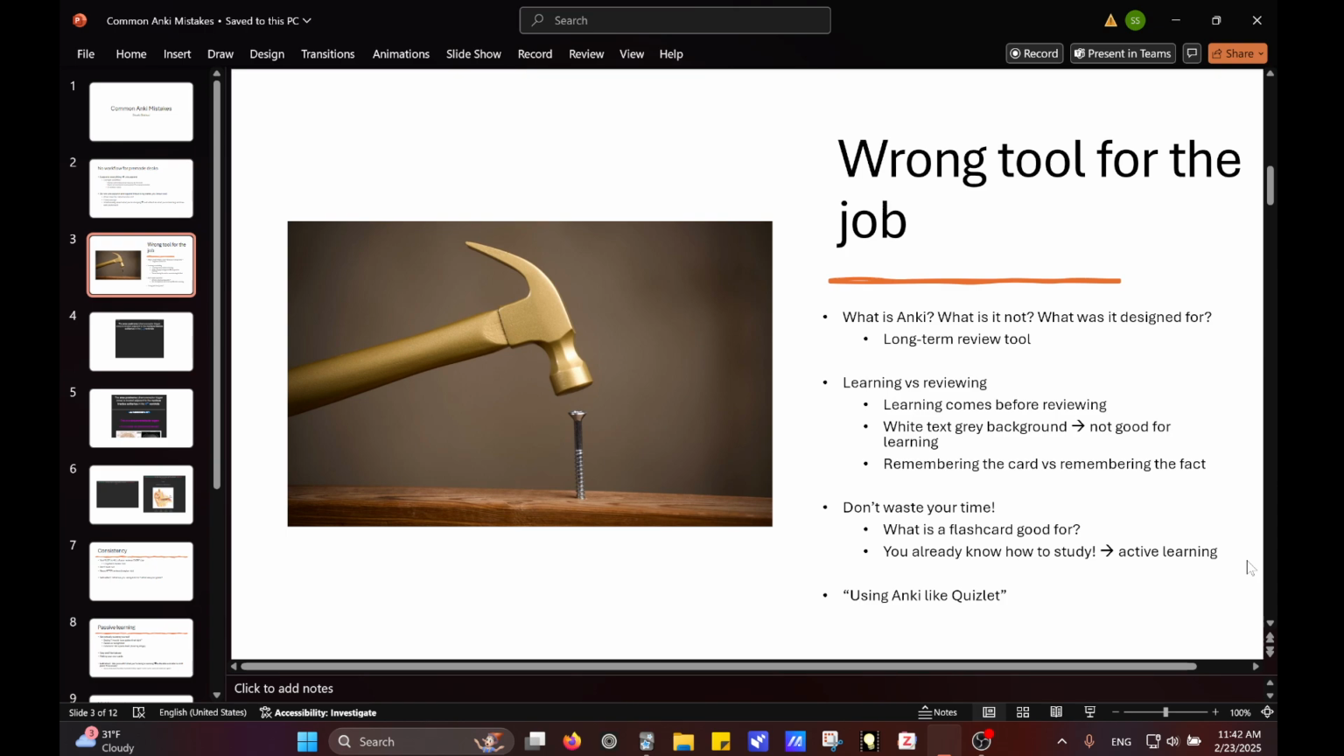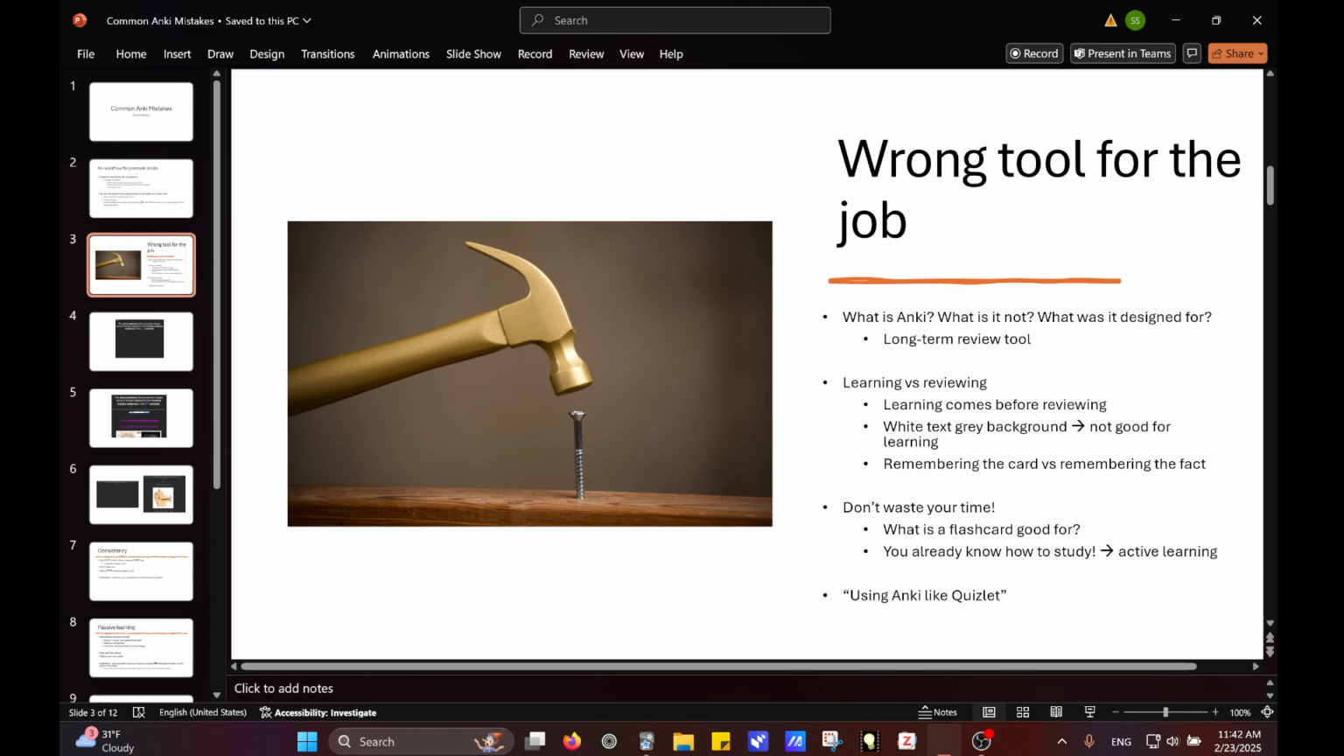Studies have shown that people learn best when they see things in different forms, when they see things, hear things, write things down. I don't care how you do it. Learn the stuff and then come back and review with Anki.